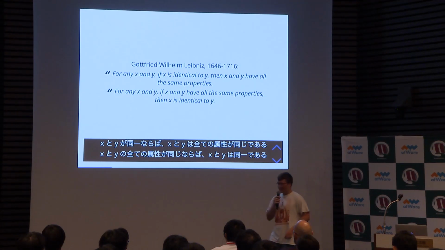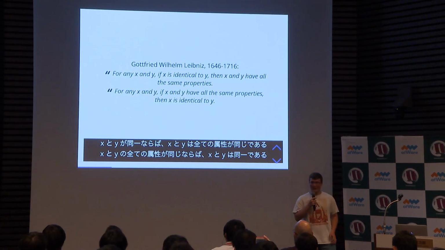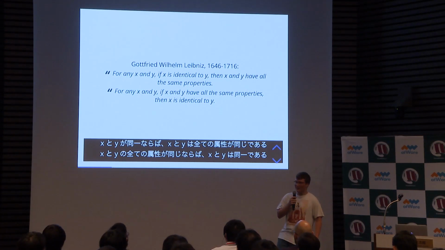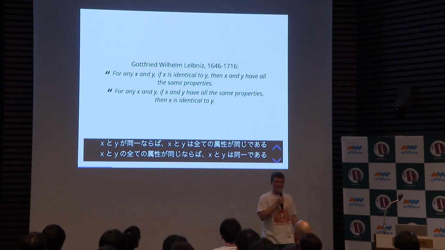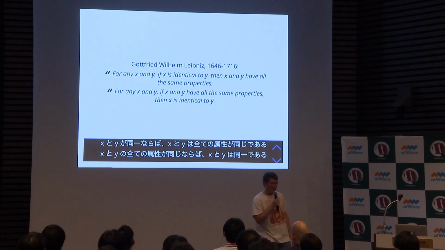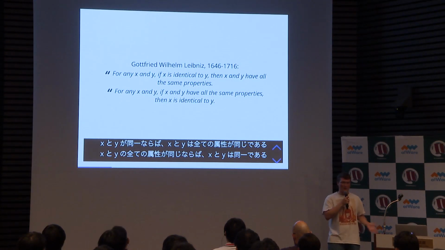Well, Leibniz in the 17th century discovered this philosophical principle that if you have 2 identical objects, then they have the same properties. And if 2 objects have exactly the same properties, they must be identical. He applied it to philosophy, but it turns out that this principle is very fundamental and applies to programming as well.